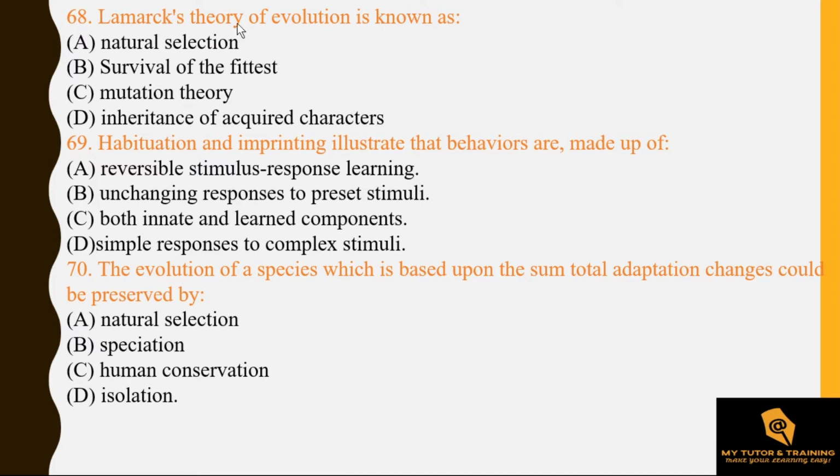Good, question number 68. Lamarck theory of evolution is known as A. Natural selection, B. Survival of the fittest, C. Mutation theory, D. Inheritance of acquired character.